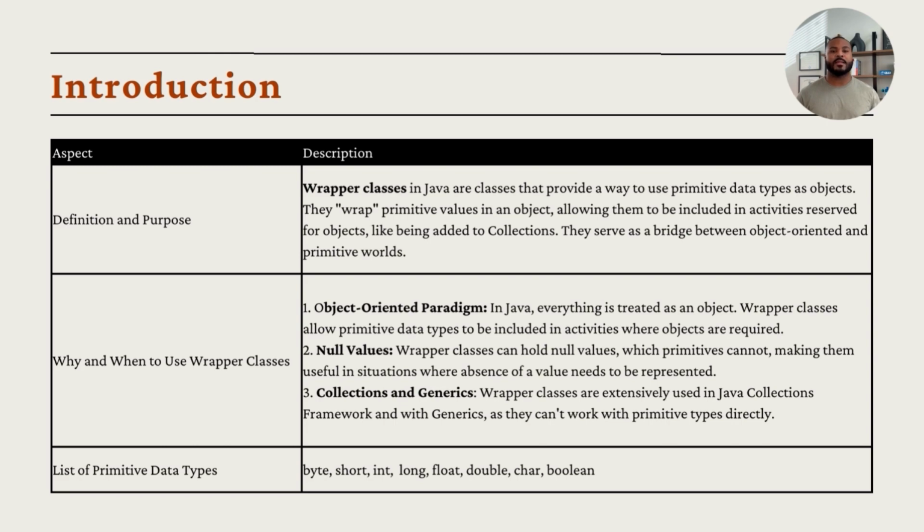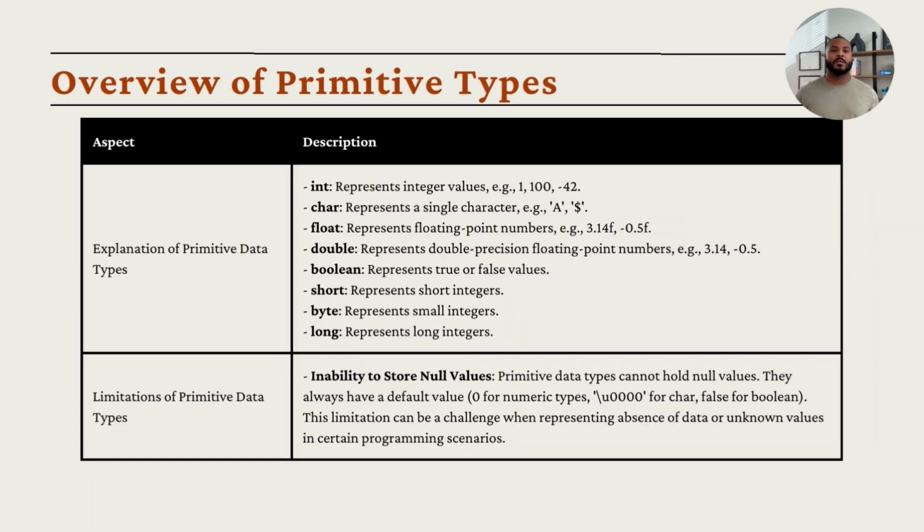So understanding the list of primitive data types, such as byte, short, int, long, float, double, char, and boolean is fundamental to grasping the utility of the wrapper class. In Java, primitive data types are the basic building blocks for storing and manipulating data. The int data type is used for integer values, while char represents a single character. Float and double are used for floating point numbers, with double providing higher precision.